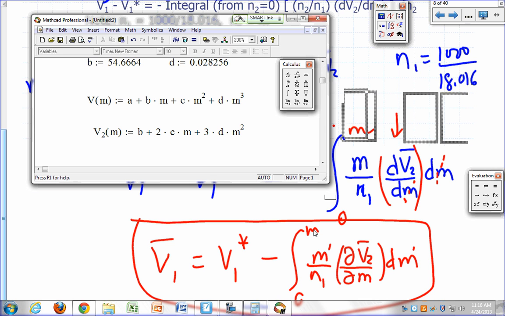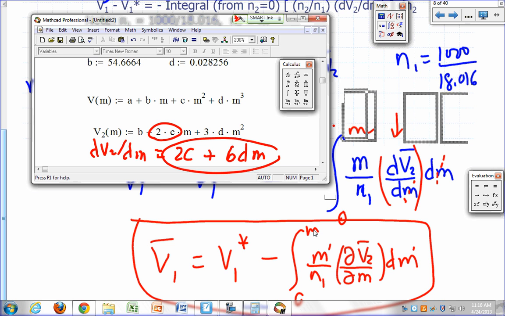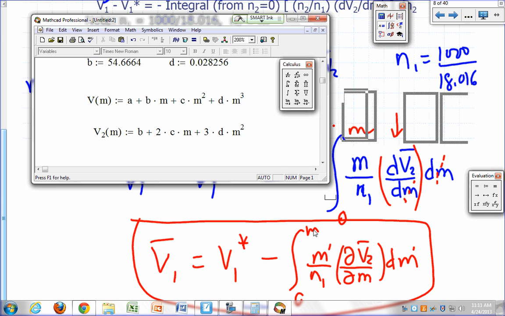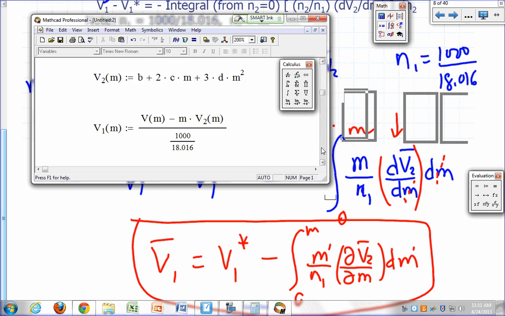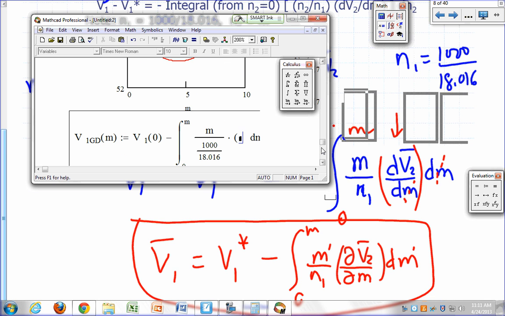dV2/dm is going to be equal to 2c plus 6dm. Okay? So 2c plus 6dm. So scroll down here, you say 2 times c plus 6 times d times m. There.